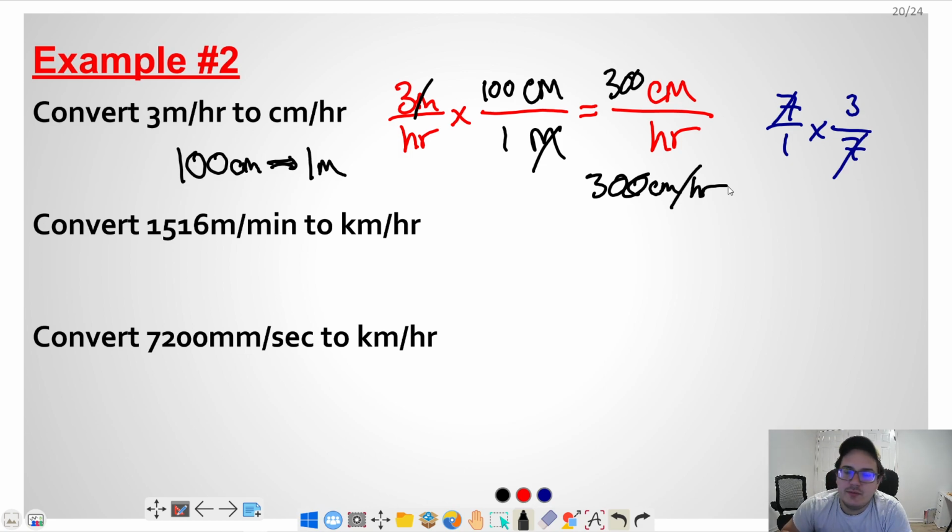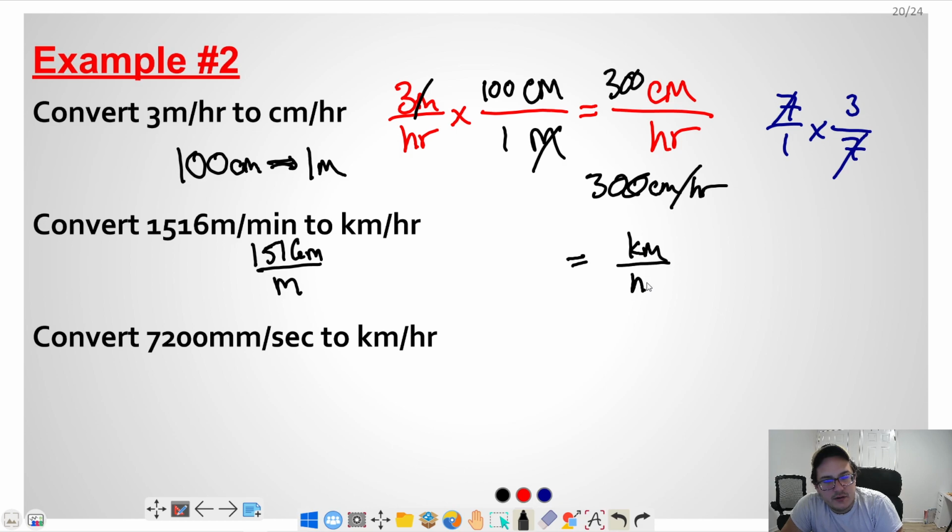We're running into a little bit of a problem with the second one, though, and this third one, is we need to convert both the top and the bottom, or the numerator and the denominator. So let's do that. We have 1,516 meters per minute, and we want to get to kilometers per hour. So let's try this out. Okay, I'm going to erase this just a little bit, and I'm going to draw this equal sign right here.